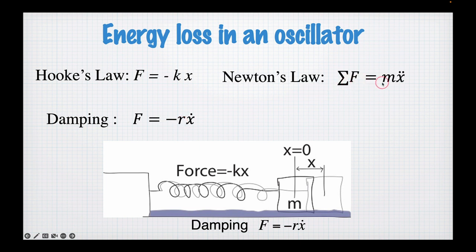Adding the forces and equating that to mass times acceleration gives us an equation that looks like this. It's the same equation we had before. Here's the restoring force on the spring, but now we've added a term here which is due to the damping and is proportional to the velocity.